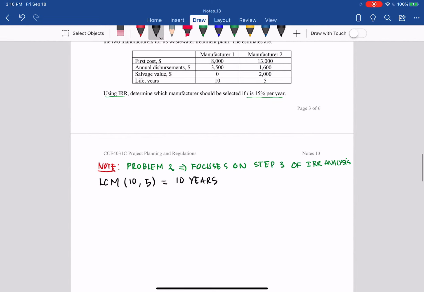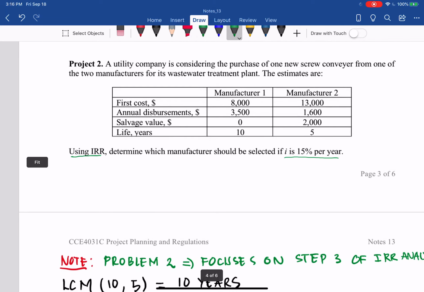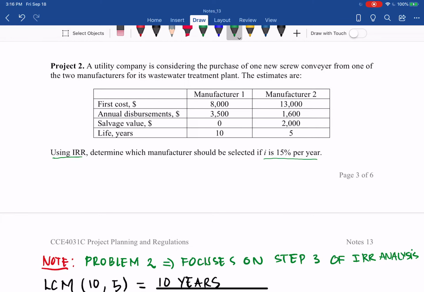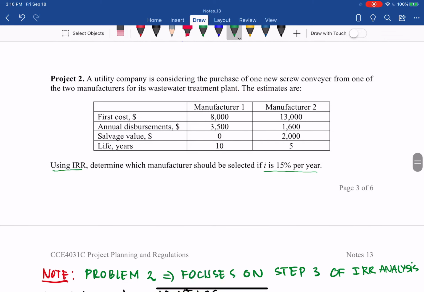Then we draw the cash flow for each of them. Manufacturer 1, 8,000, and manufacturer 2, 13,000. As you can see, we rank the alternatives by increasing initial investment, so you should go from 8,000 to 13,000. In that case, manufacturer 1 becomes the defender, and manufacturer 2 is the challenger.